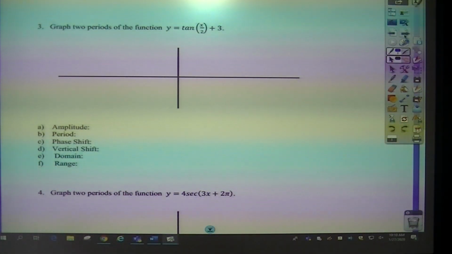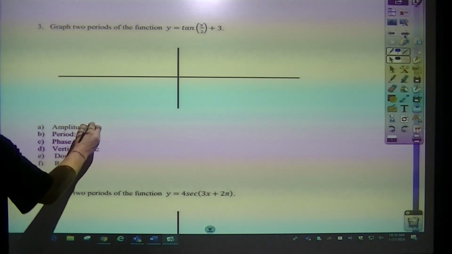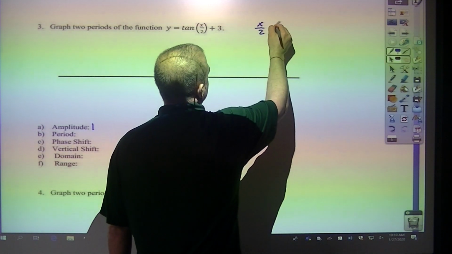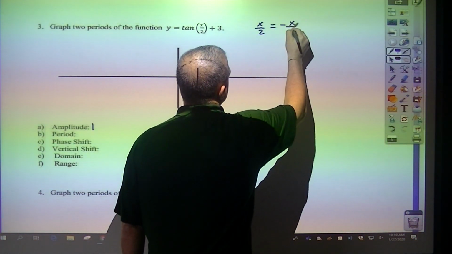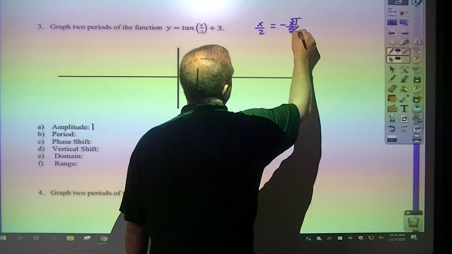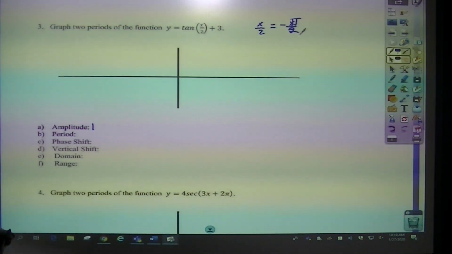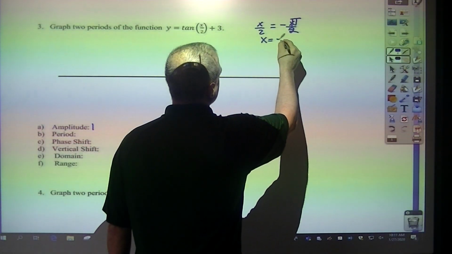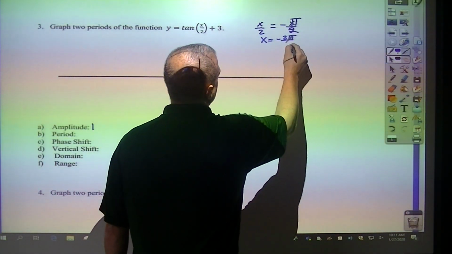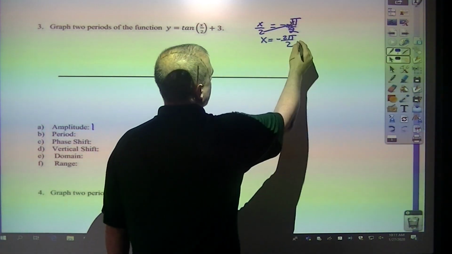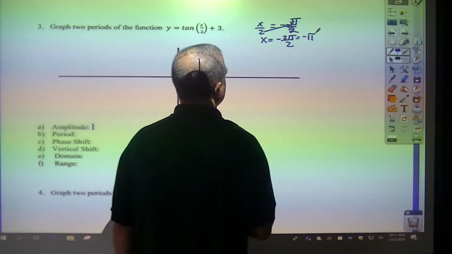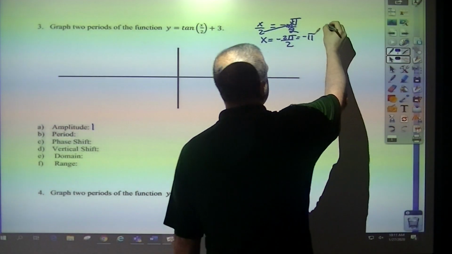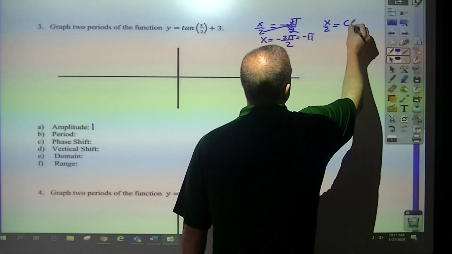Okay, tangent. My amplitude here will be 1. Now, for tangent, we have to set the argument equal to negative pi over 2 to find the starting value. What happens here is that x would be negative 2 pi over 2, because this basically comes up, which gives me negative pi as my starting value. Now, to figure out my phase shift, I would still set this equal to 0.